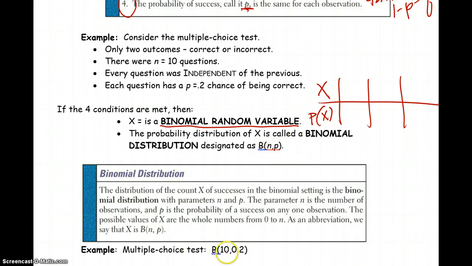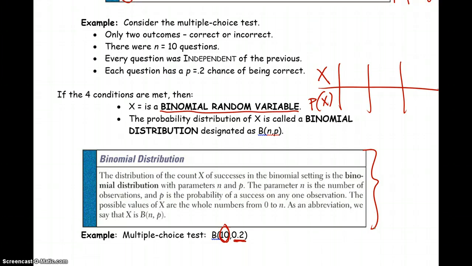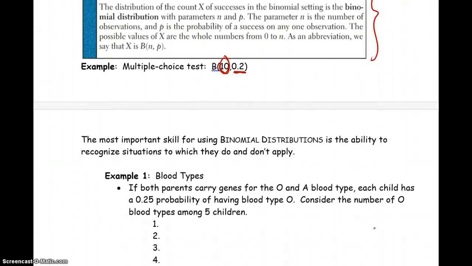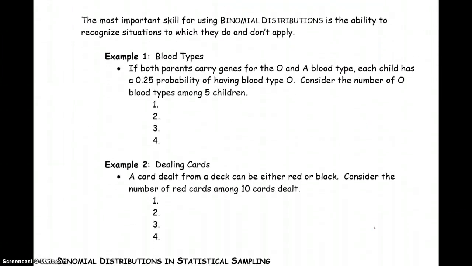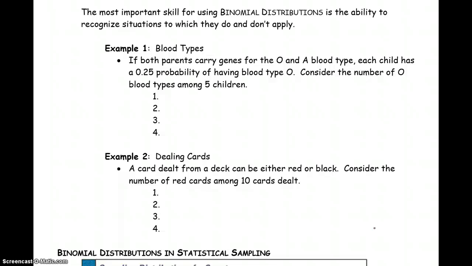So for example, with the multiple choice test, there were 10 questions. Each question had a 20% chance of being right. And you can read through this box, but it basically says what we just talked about. Okay? Most important skill for using binomial distributions is, can you figure out if it's a binomial situation? And there will be a couple of these on the AP test, so the quicker you recognize it, the easier it is.